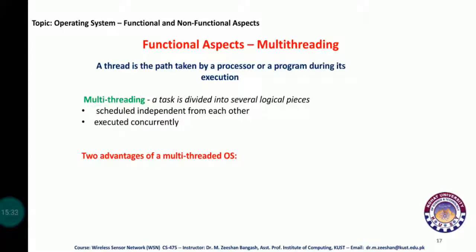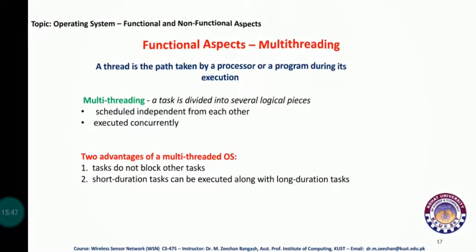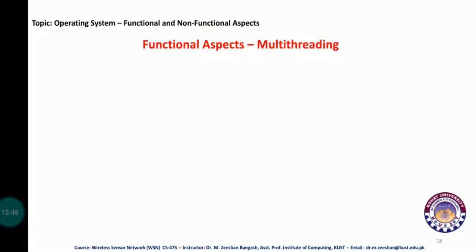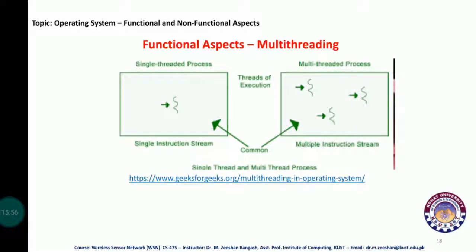There are two advantages of multi-threading: threads do not block other tasks because they are executing concurrently, and short duration tasks can be executed along with long duration ones. However, there is a limitation: multi-threading mostly consumes resources. The figure shows an example of a single threaded and a multi-threaded process, and both can utilize a common memory and computation. We already know this from the concept of operating systems. So we can also consider this functional aspect in wireless sensor networks.